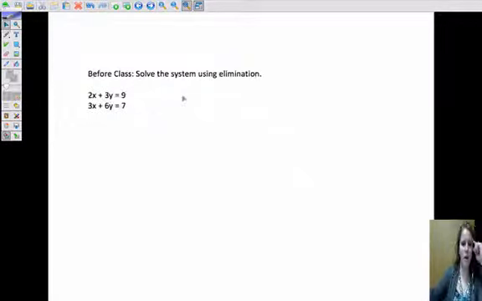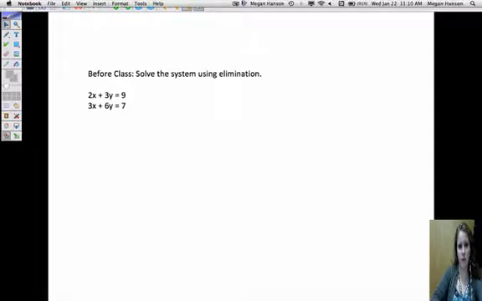Before class, make sure you attempt this problem using elimination. This is tricky stuff, so if you don't get it, make sure that you fill out the question form below and then ask those questions again in class. I'll be checking that, but make sure you advocate for yourself in class as well.